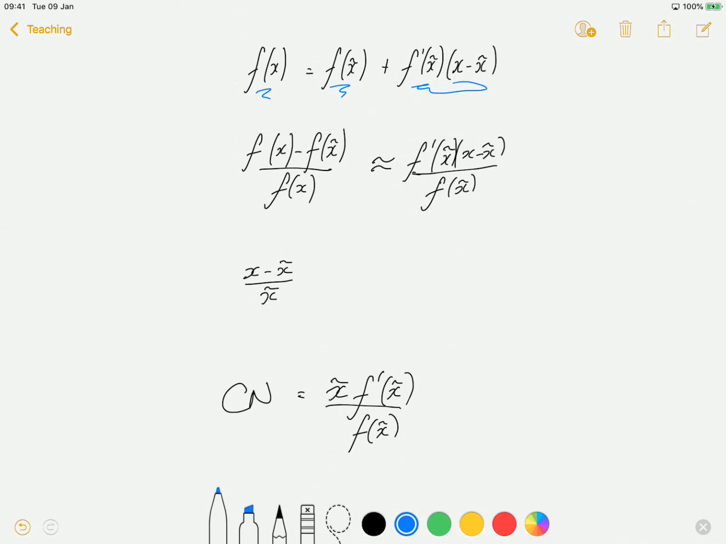We can also rearrange this and look at the relative error, so we divide by f of x, and that gives us a nice formulation. So the error, this difference between f of x and f of x tilde, divided by the function value. Now we're normalizing it, we're looking at the relative error. It can be approximated with the first derivative at x tilde multiplied by our step size divided by the function value at x tilde.